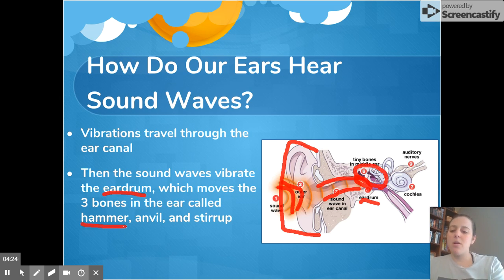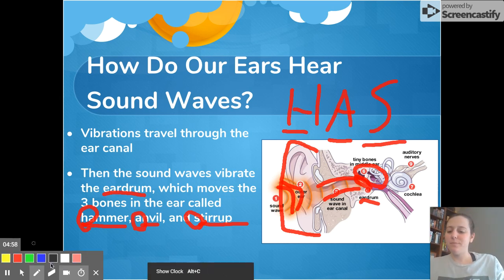That would be the hammer, anvil, stirrup. Hammer, anvil, stirrup. I want you to actually say it, even if it's mentally. Hammer, anvil, stirrup. Your ear has three bones. Look at this, H, A, S. Your ear has three bones: hammer, anvil, stirrup. Those are the three, and that is the order that they vibrate in.